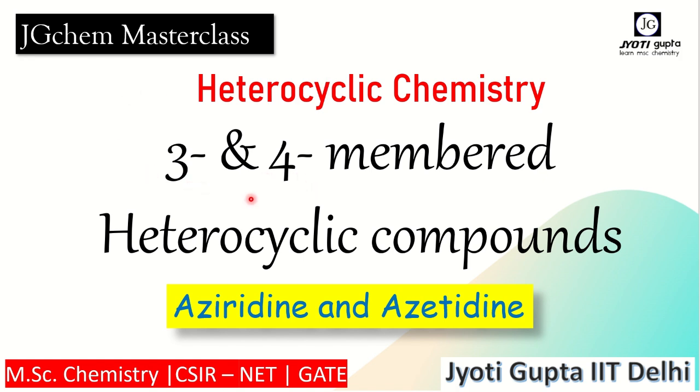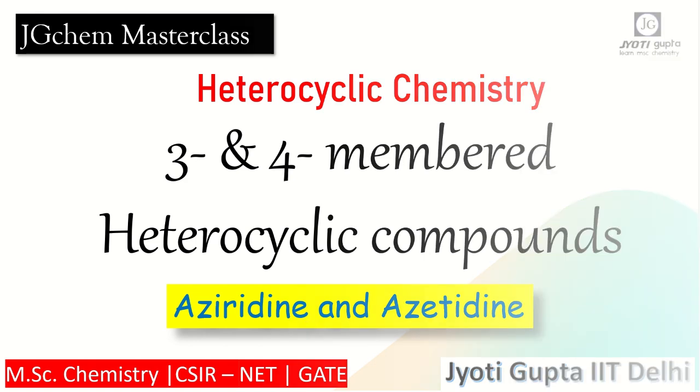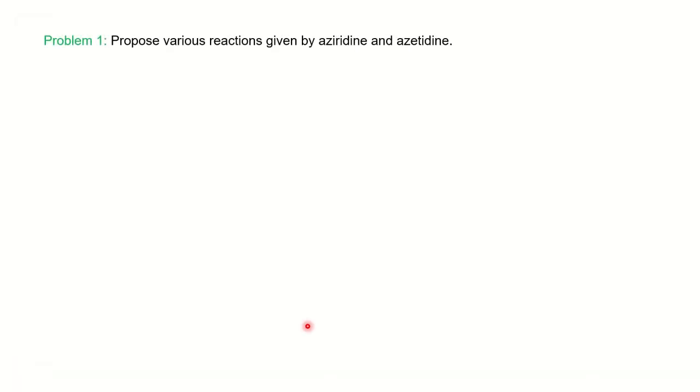Guys, in today's video, we are going to learn about 3 and 4 membered heterocyclic compounds by taking the example of Aziridine and Azetidine. The video is very important for all the M.Sc students and the CSIR students. And you can see here previous year questions of B.Sc University which we are going to discuss. So first we will see here propose various reactions given by aziridine and azetidine.